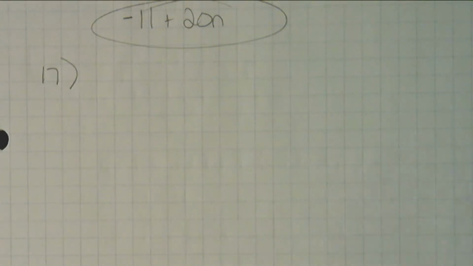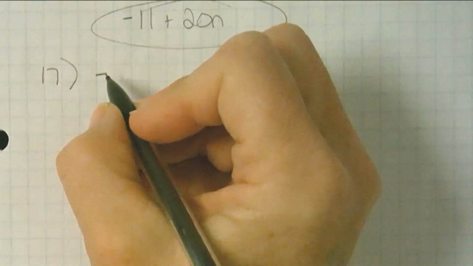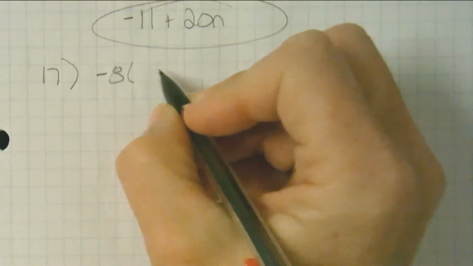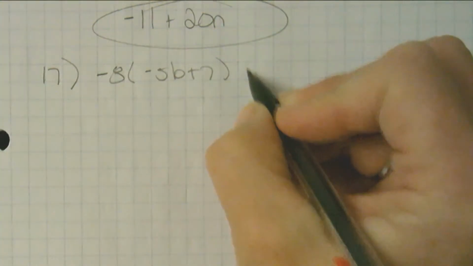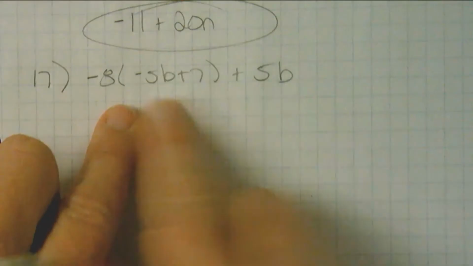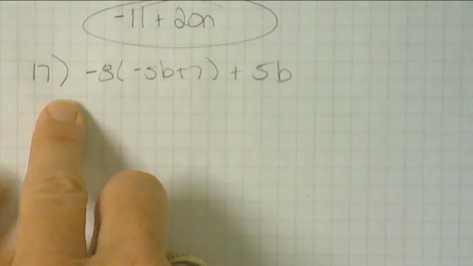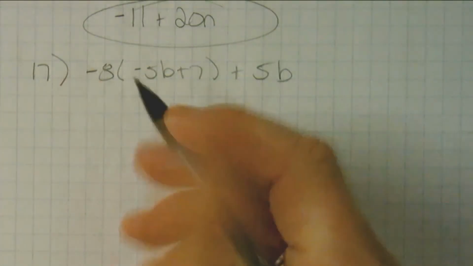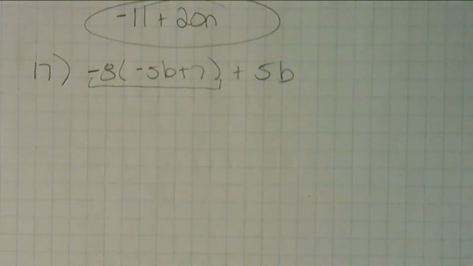Only in that the distributive property is coming first. All right, so I have negative 8 times the quantity of a negative 5b plus 7 in the parentheses, and then plus 5b outside. Now, I cannot take these two 5b's and put them next to each other. I can't take the 8 and the 7 and put them near each other, because I have multiplication right here, and I have addition right here. I cannot use the commutative property when I have multiplication and addition between terms.